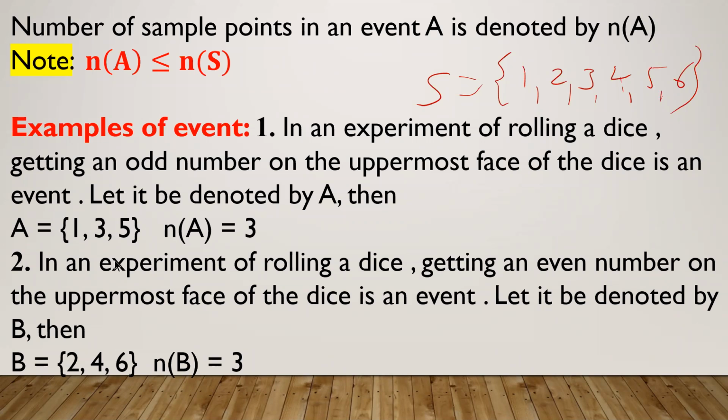So this is my event A. Okay, and A is a subset of S. Yes, A is a subset of S. मतलब A is a part of S. Subset मतलब it's a part of S. Okay. Similarly, in the second example, in an experiment of rolling a dice, getting an even number on the uppermost face of the dice is also an event.